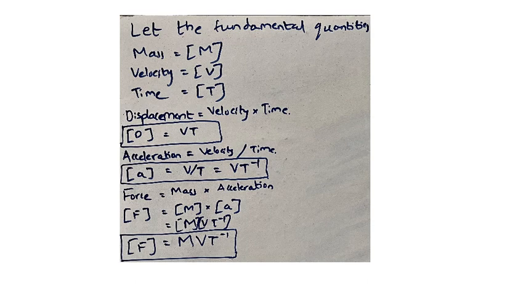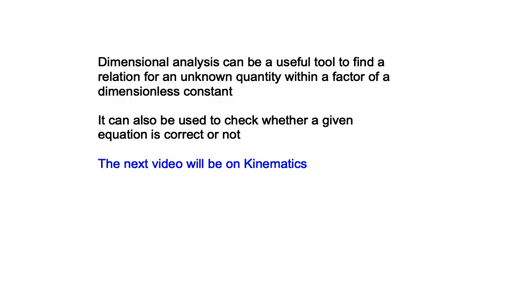So let's just summarize what we have learned today. We know that dimensional analysis can be a useful tool to find a relation for an unknown quantity, like we have studied for the time period of an oscillation, within a factor of the dimensionless constant. So you can use the tools of dimensional analysis to get a rough idea of what an unknown quantity would be and how it would change depending upon the other parameters in consideration.